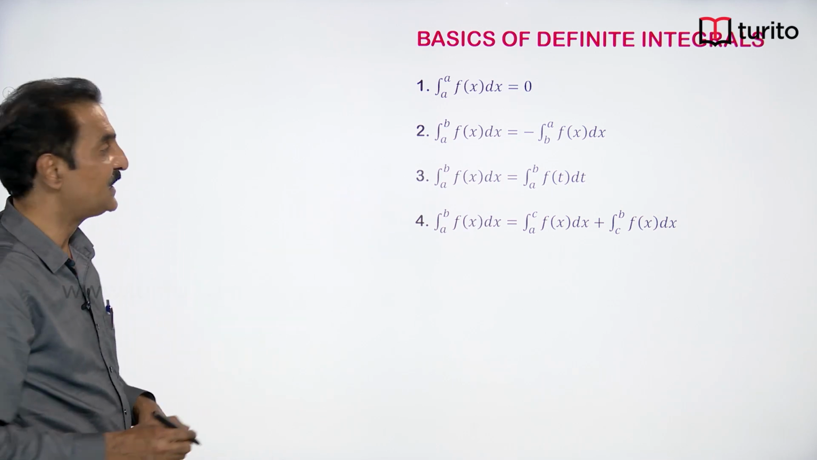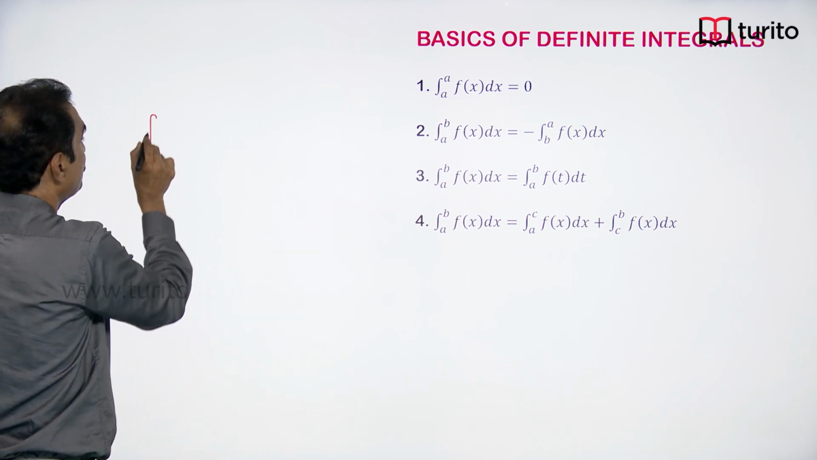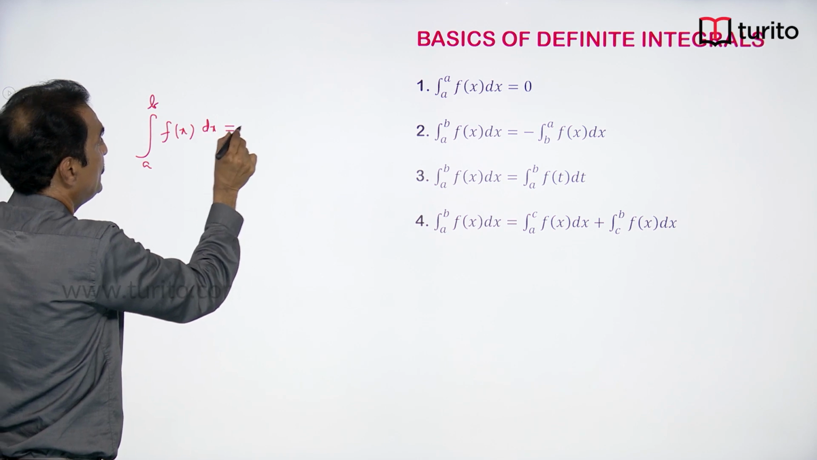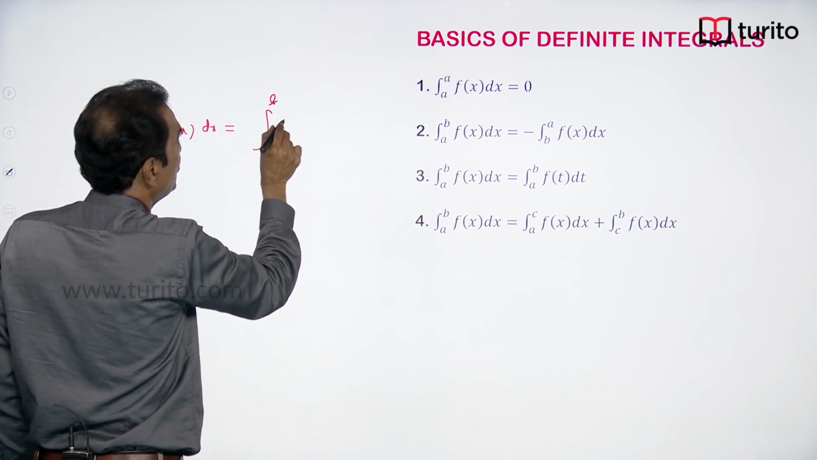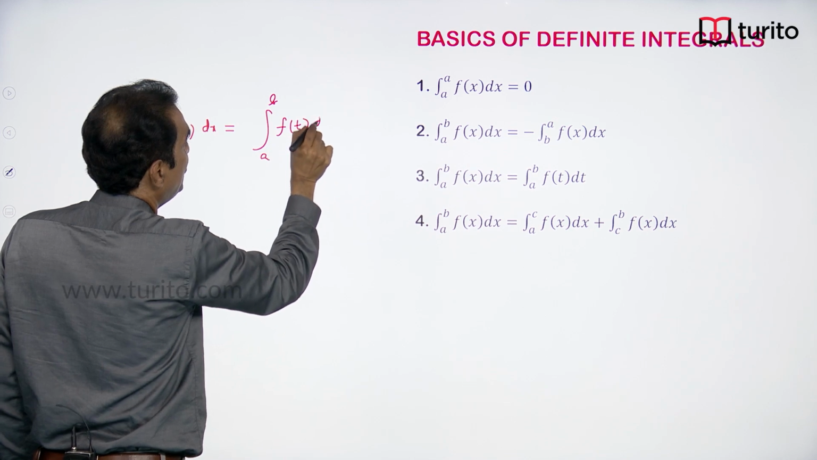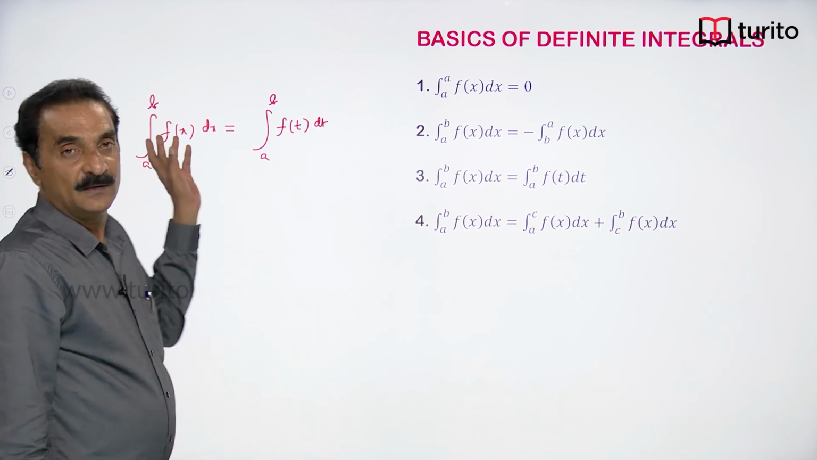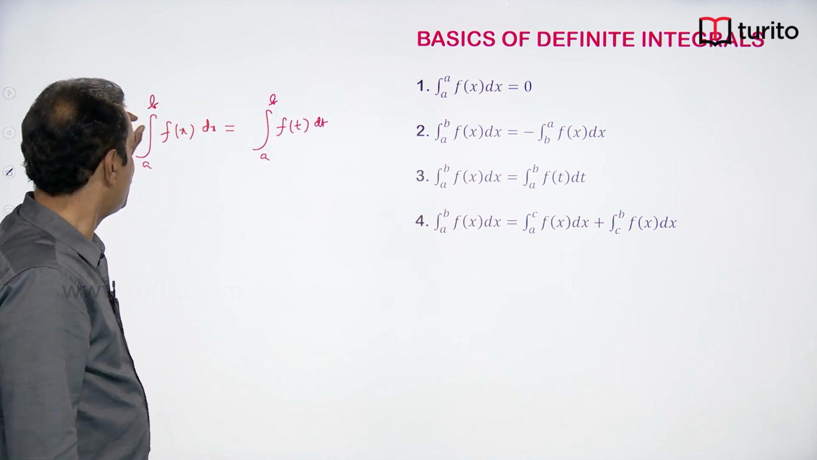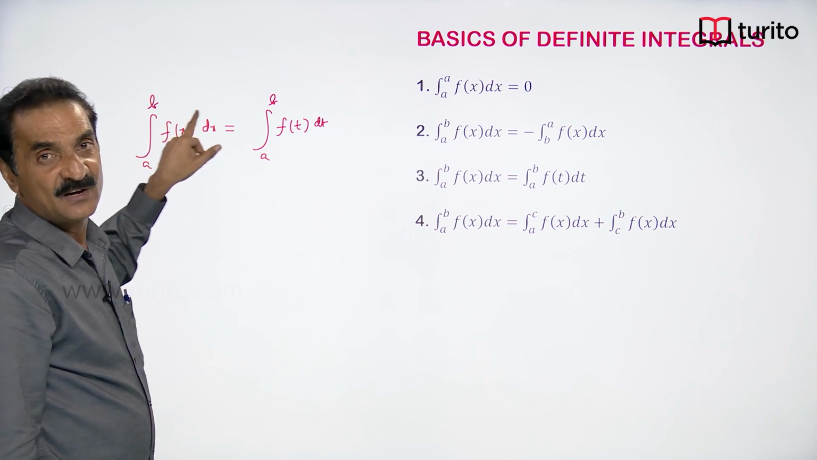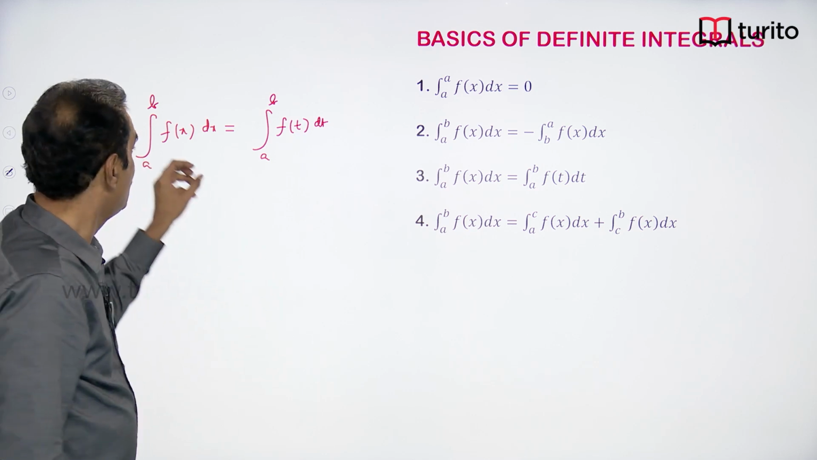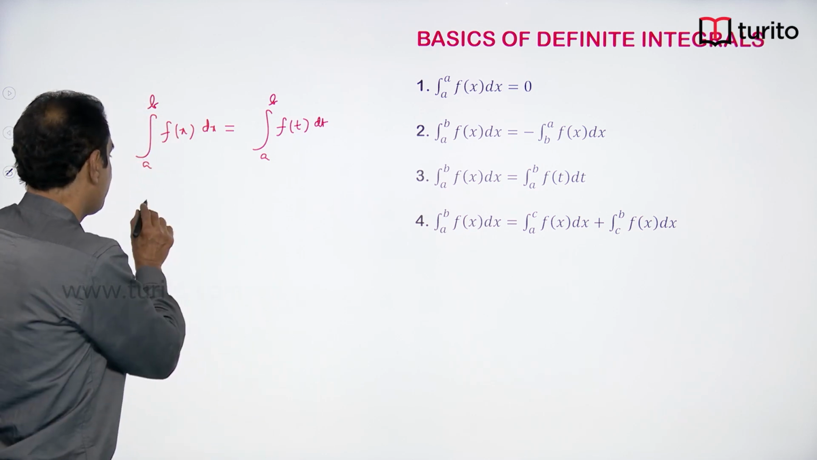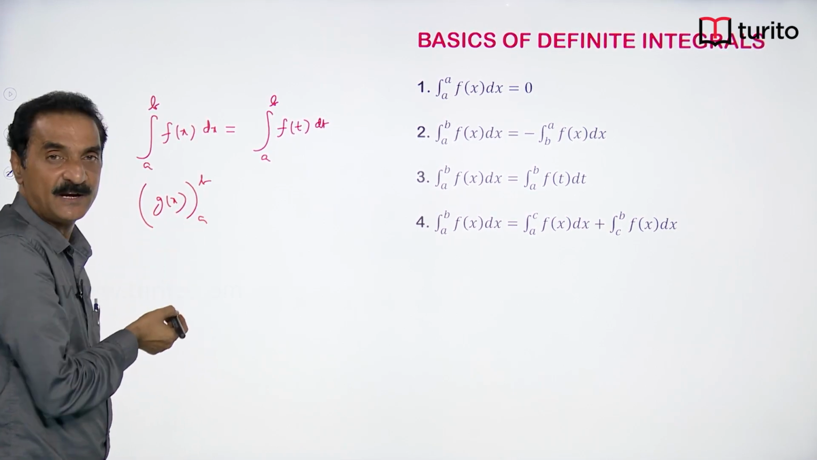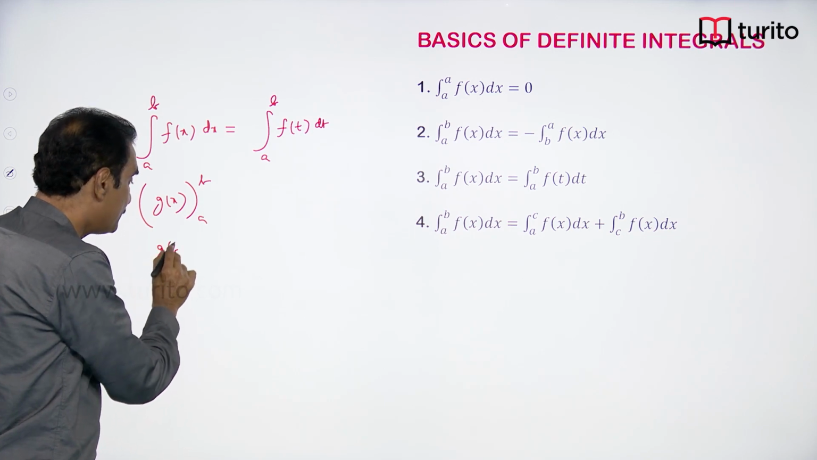Integral a to b f of x dx is equal to integral a to b f of t dt. Function is same, limits of the variable are also same. So, it does not matter whether you write x or t for the variable, because suppose integral of f of x is g of x, then you will substitute the limits, then what you will get? G of b minus g of a.